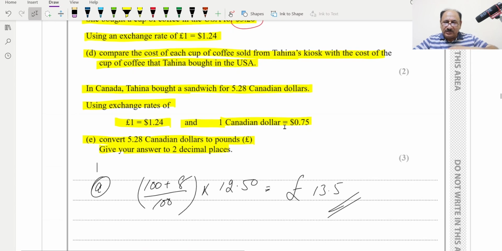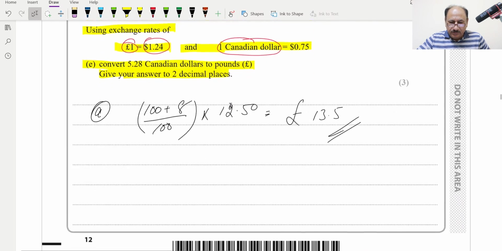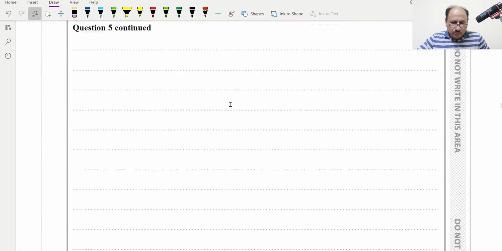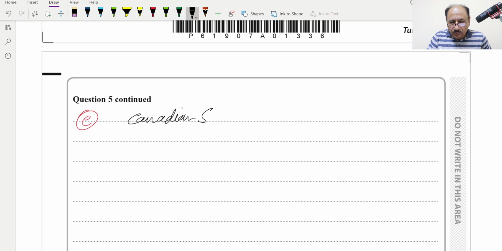So we will be writing a ratio. We will be writing ratio between Canadian dollars and US dollars, and US dollars to pounds. So this is the ratio which we will be utilizing and writing. So we will write E part. E part we can write, first will be Canadian dollars, and this will be to US dollar, and US dollar to pound. So this will be the conversion.